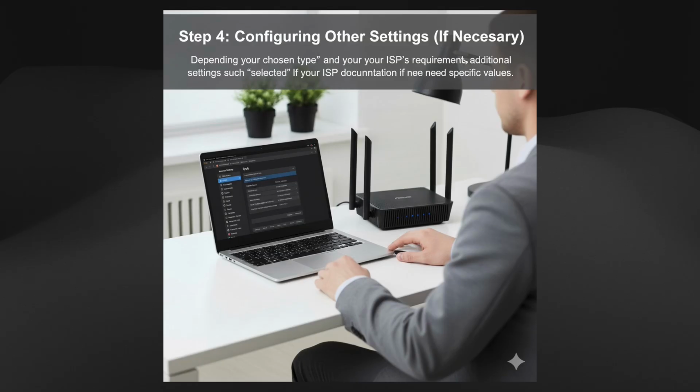After setting the connection type and any other necessary parameters, scroll down to the bottom of the page and click the Apply button to save your changes. The router will likely reboot or briefly disconnect as it applies the new IPv6 settings. Once it reconnects, you can use an online tool to verify that your connection is now using IPv6.